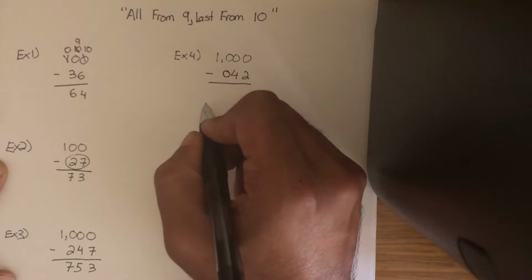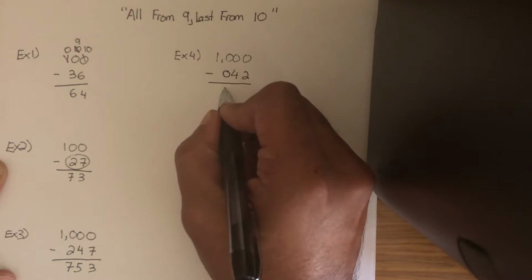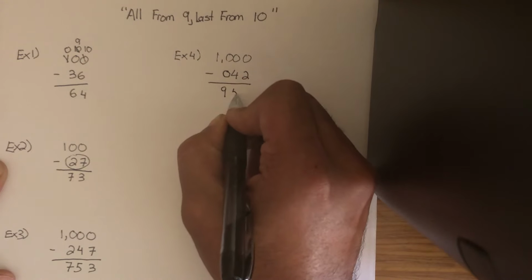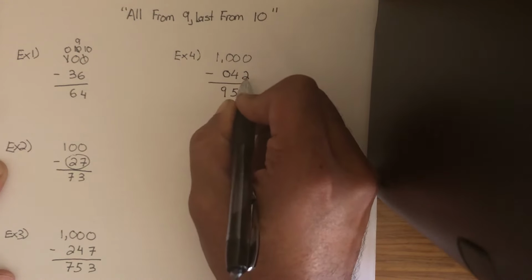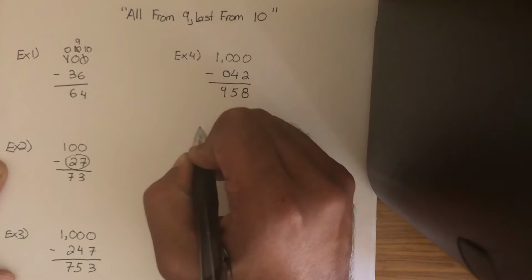Now I can apply the all from 9, last from 10. So 9 minus 0 is 9. 9 minus 4 is 5. 10 minus 8, since this is the last number, is 2. So my answer is 958.